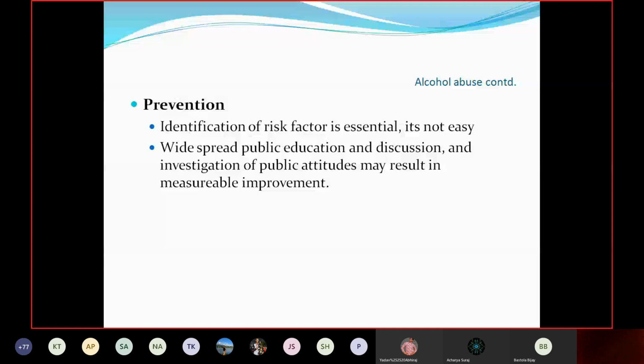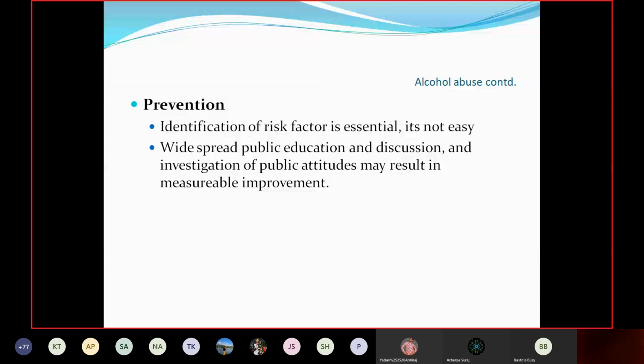So drinking by adults serves as a role model. If the adults are drinking, then the young people can follow that. So they regard the adults as role models. The identification of risk factors is essential for prevention, obviously, but as drinking patterns vary considerably from place to place and time to time, the prevention of alcoholism is very, very difficult.